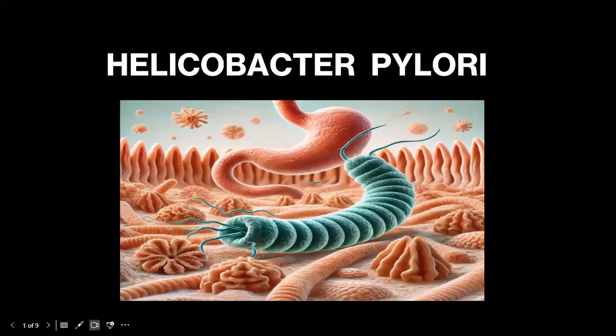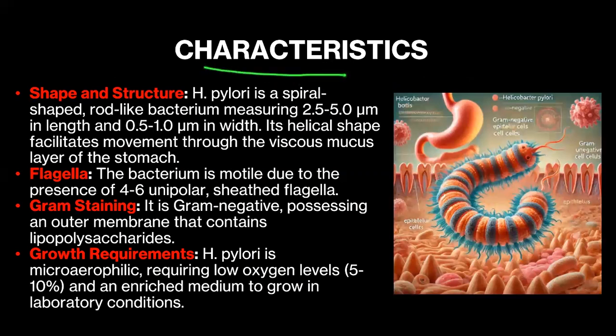Today we will talk about Helicobacter pylori. First of all, we will look at the characteristics of H. pylori. H. pylori is a spiral-shaped, rod-like bacterium. It has a length of 2.5 to 5 micrometers and a width of 0.5 to 1 micrometer. Its helical shape facilitates movement through the mucosa of the GIT. It has 4 to 6 unipolar flagella that are helpful in the motility of this organism.